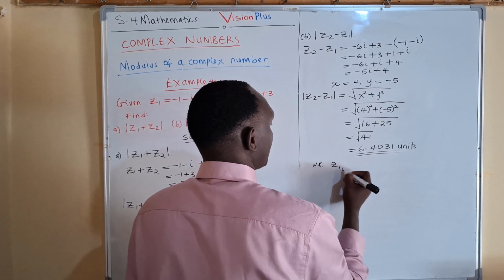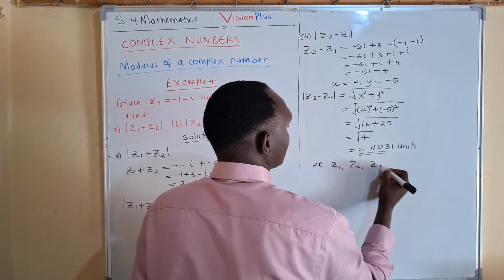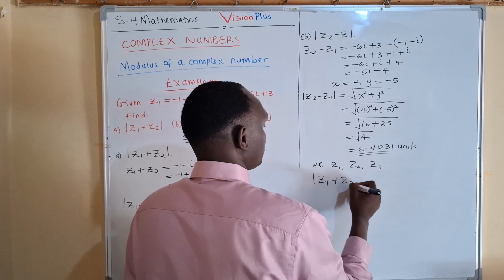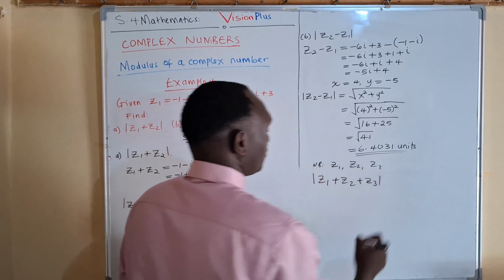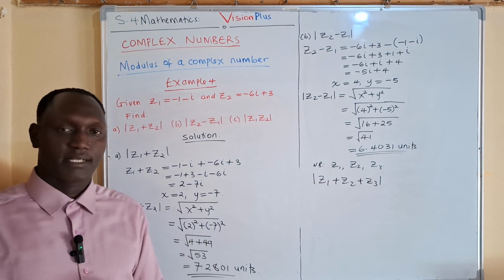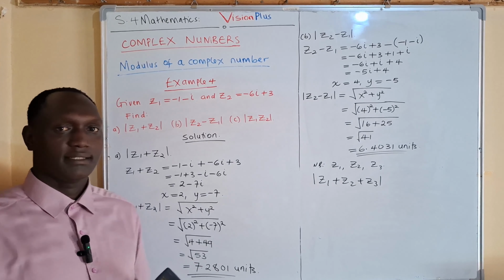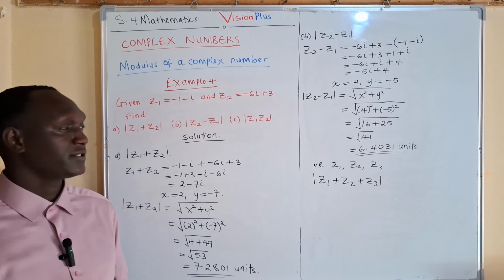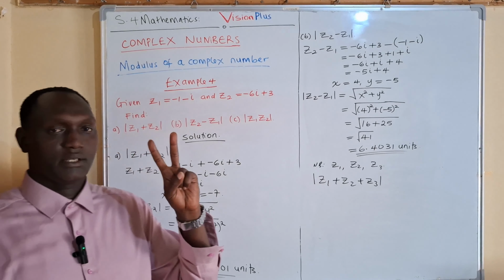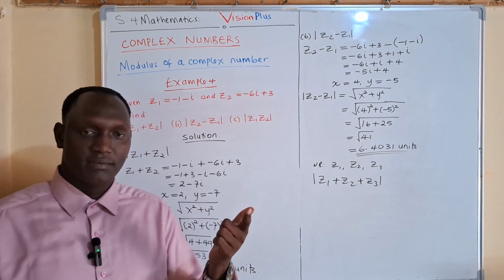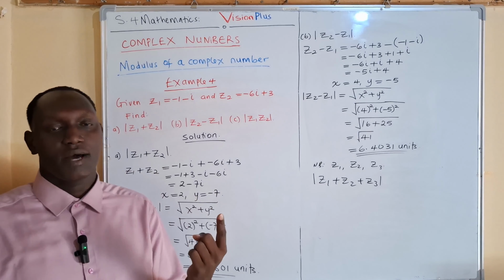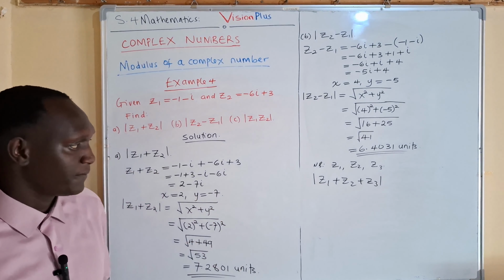They can give you Z1, Z2, Z3, and ask you to find the magnitude of Z1 plus Z2 plus Z3. What you first do is add all three complex numbers. After adding, you can find the magnitude, because at that point you only have two terms: the I part and the real part, or you may have only one in case the other cancels out.